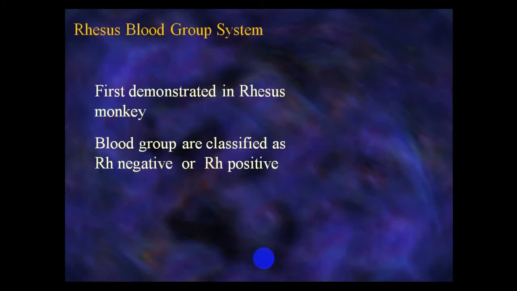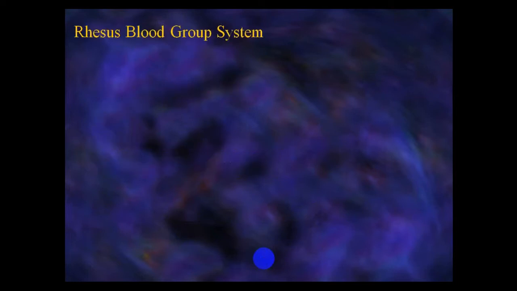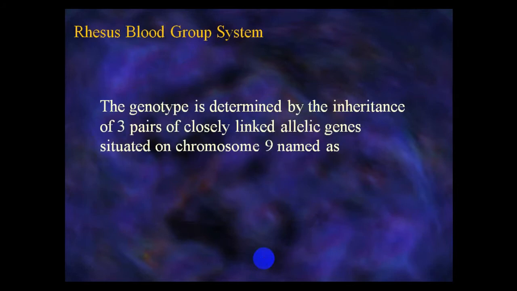About the Rh blood group system, first demonstrated in the rhesus monkey, blood groups are classified as Rh negative or Rh positive. In the Rh blood group system, the genotype is determined by inheritance of 3 pairs of closely linked allele genes situated on chromosome 1, named D, C, E.